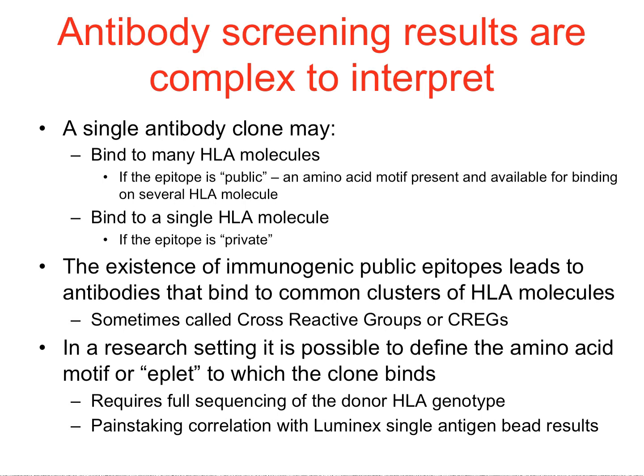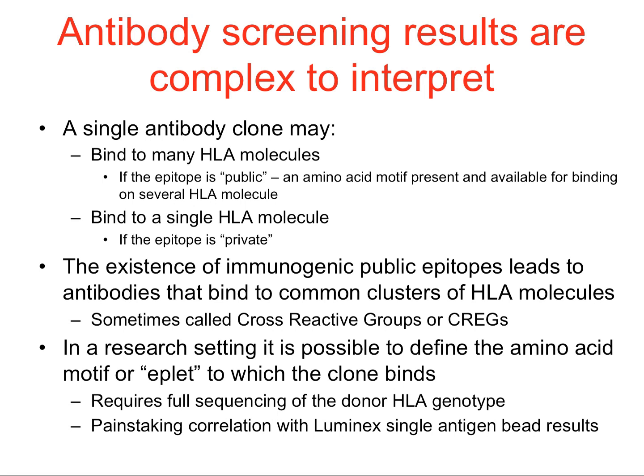And so, if a patient has received a transplant mismatched to A2, they won't just develop antibodies against A2, they'll develop antibodies against a range of HLA molecules, even though they haven't been exposed to that HLA type of organ in the past. So the existence of these public epitopes leads to antibody clones that bind to common clusters of HLA molecules, and these are sometimes called cross-reactive groups, or CREGs. And in a research setting, it's now possible to define the amino acid motif, or eplet is the technical term, to which the clone binds.